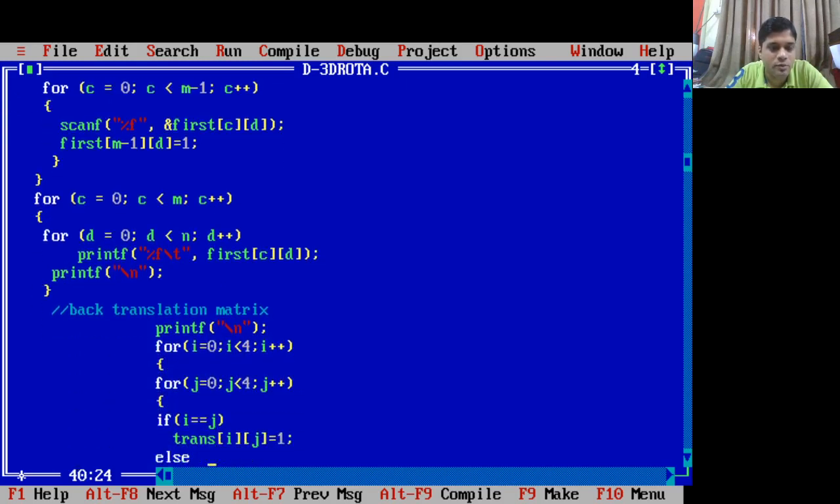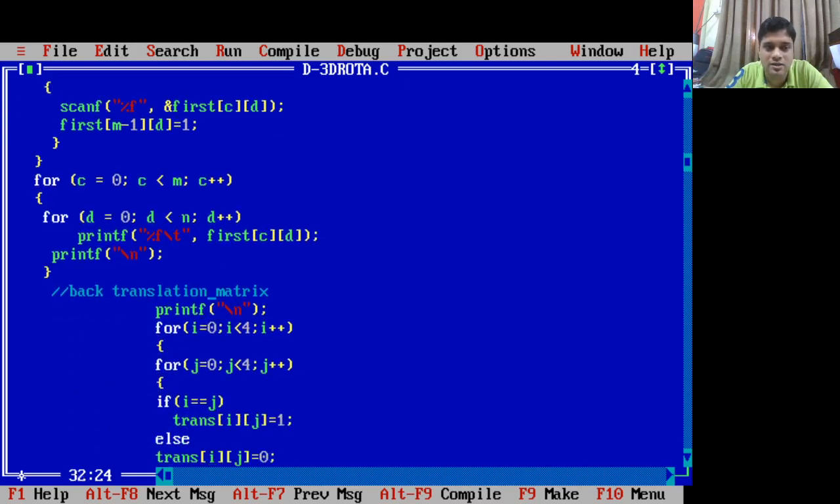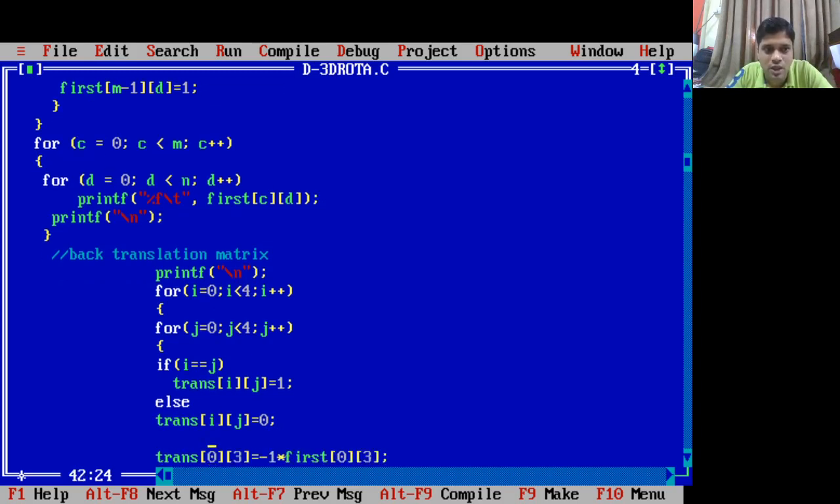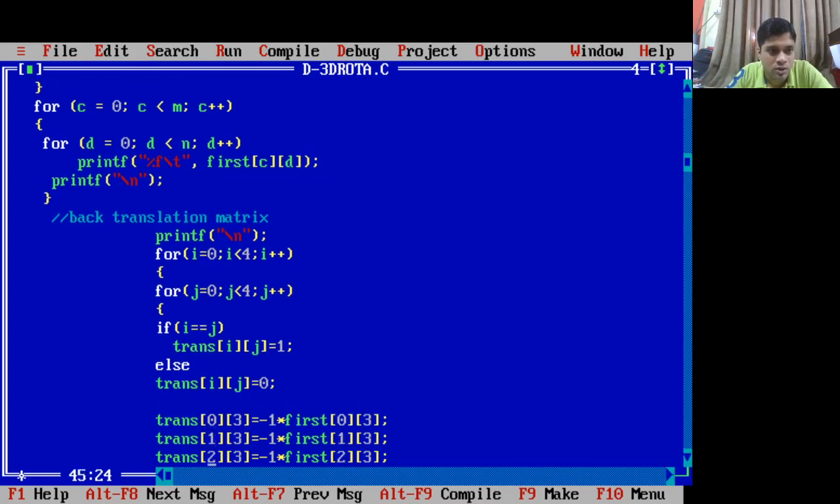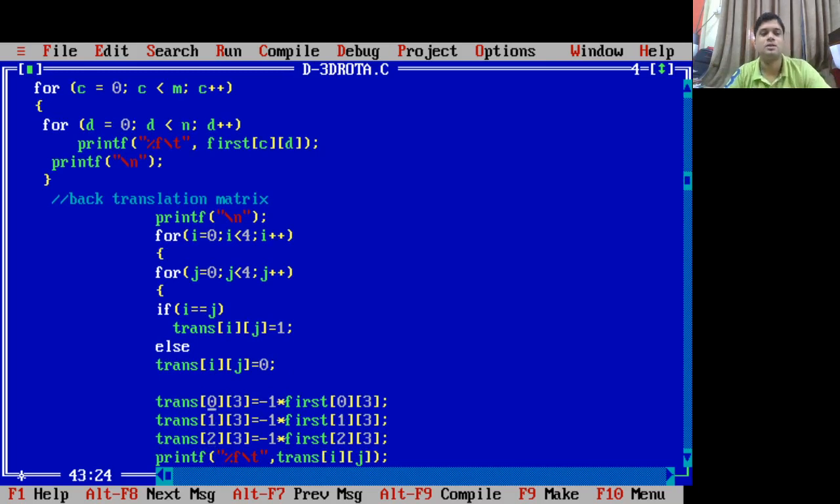Then I will build the back translation matrix, which remains the same. I have two for loops, i equal to 0, i less than 4, j equal to 0, j less than 4. Wherever i equal to j, I will write 1; wherever it is not, I will write 0, using if else. And then the translation values, these are the translation vectors I am writing.